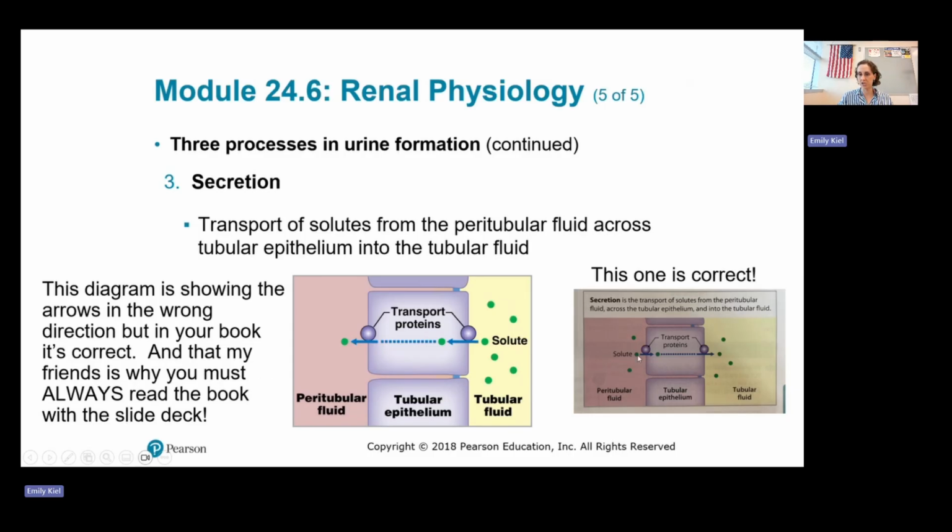We've got an image here that is correct, that's showing secretion. Secretion is going from the peritubular fluid across the tubular epithelium into the tubular fluid. So some things didn't go out in the filtration process due to size, due to whatever reason. We still want to get rid of them. We are going to secrete those into that tubular fluid.